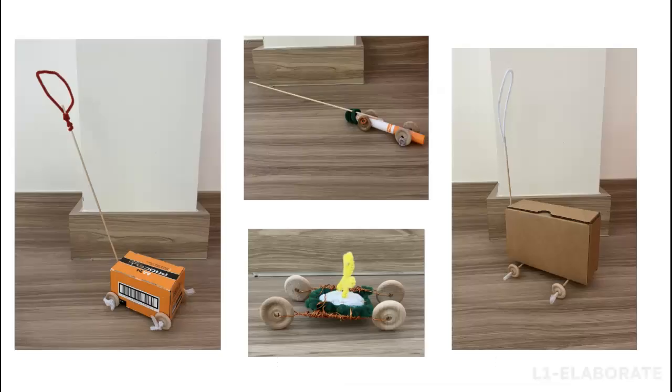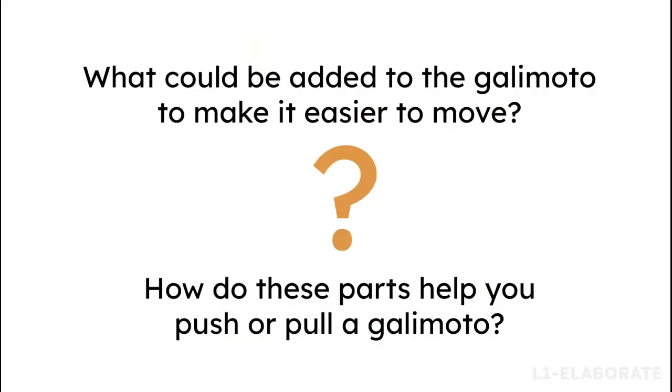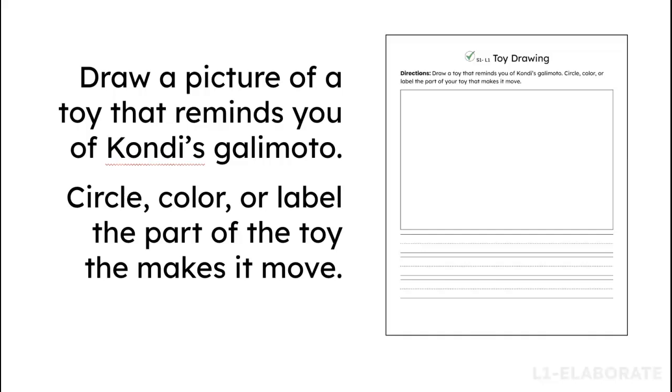For the Elaborate portion, you'll show students pictures of Galimotos and ask questions about what they'd add to the Galimotos to make them easier to move. You'll then direct students to the Toy Drawing student journal page and ask them to draw a picture of a toy that reminds them of Kondi's Galimoto and circle, color, or label the part of the toy that makes it move.